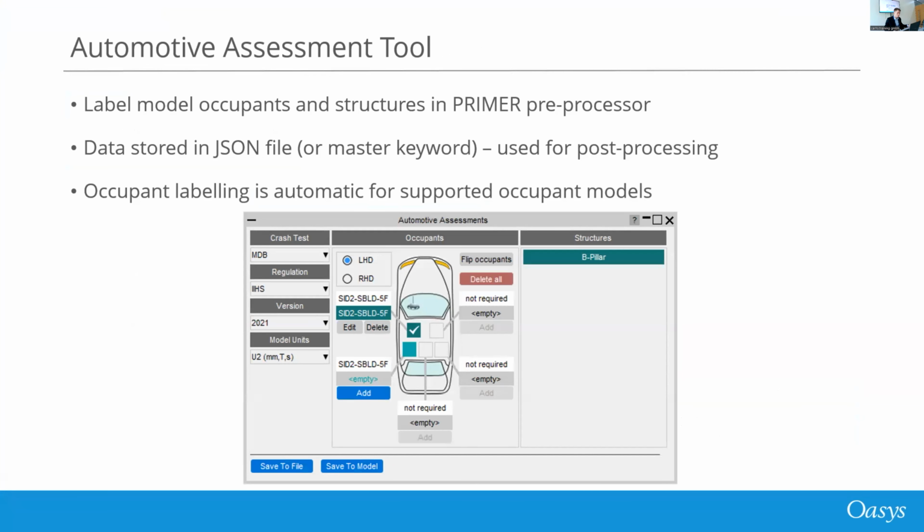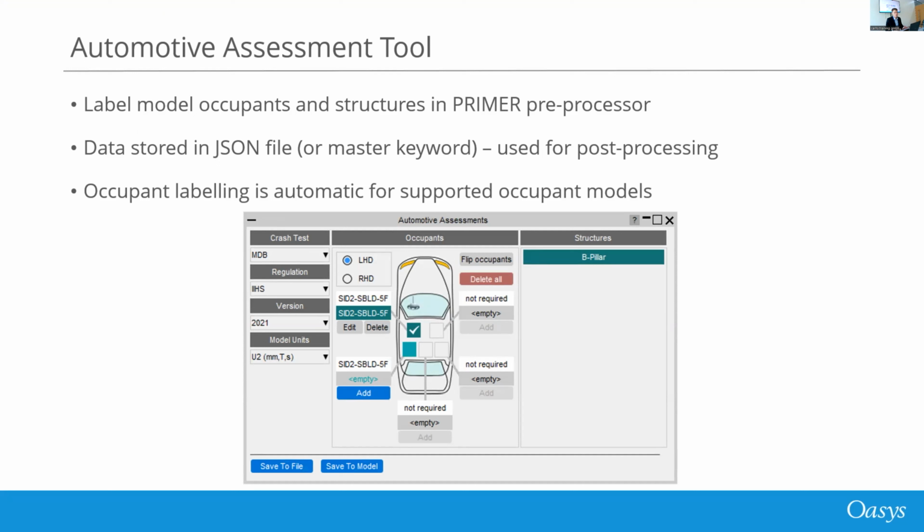Okay, so what is the automotive assessment tool? This is essentially a tool which you can start with in Primer, and it's a way of labeling your model, IDs for either an occupant or different structures and components in your model that will then be used in the post-processing phase. This will save you a lot of time, so just a small amount of upfront time to label the model, and we've tried to make this as quick and efficient as possible. Anything that can be automated or auto-populated has been set up to do that.